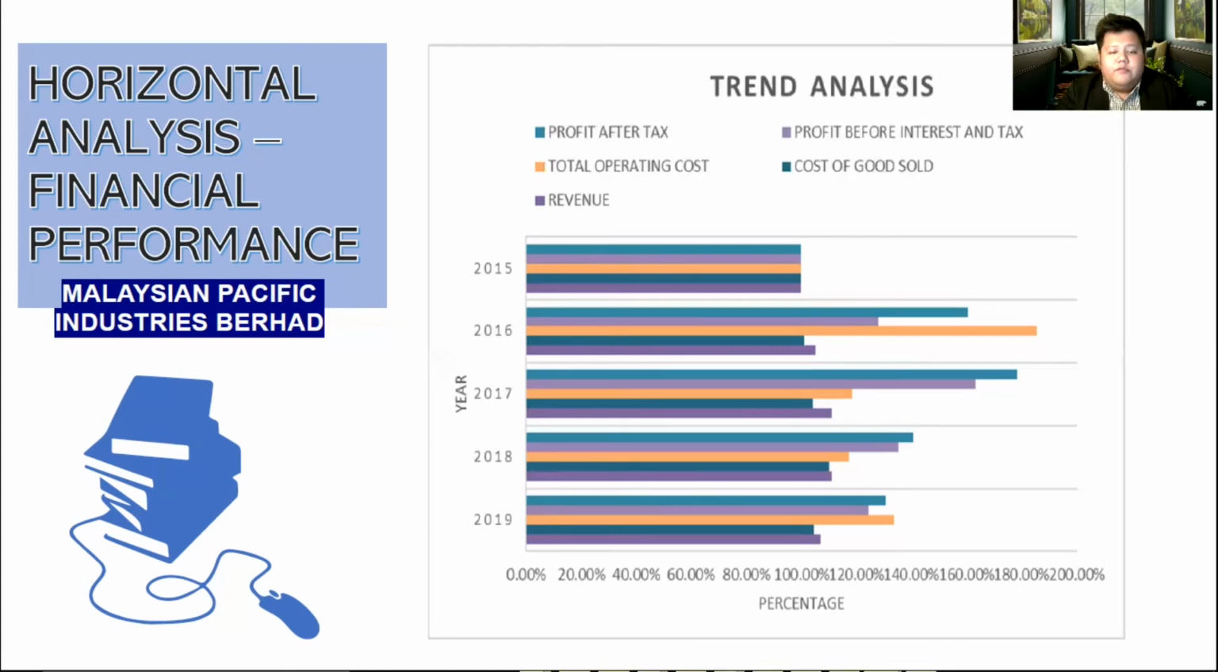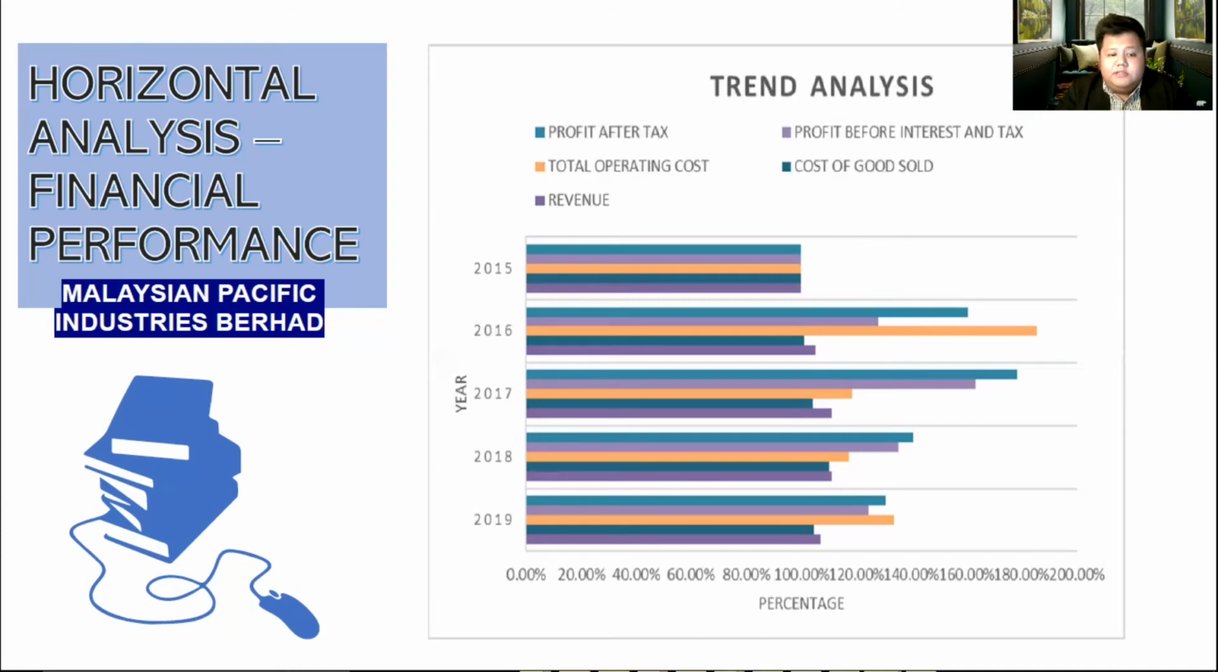Lastly, we go for profit after tax. As you can see, the profit after tax of MPI increased from 2015 to 2017. This is because of the early session of semiconductor demand. However, there was a decrease in 2018 to 2019 due to another early entry in the same sector, which is many companies have gone for semiconductor products.